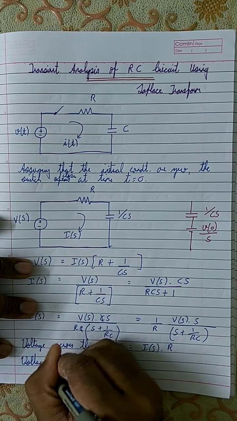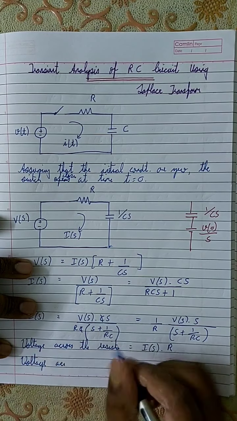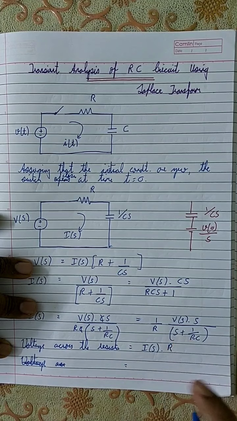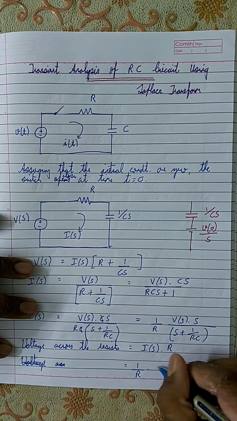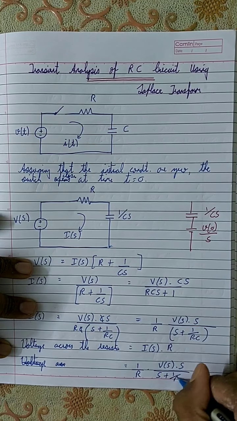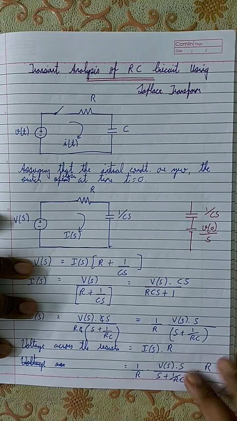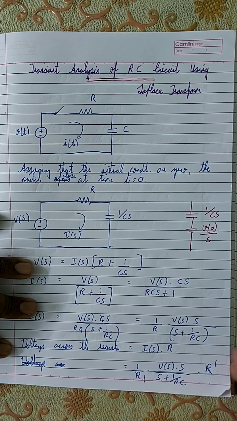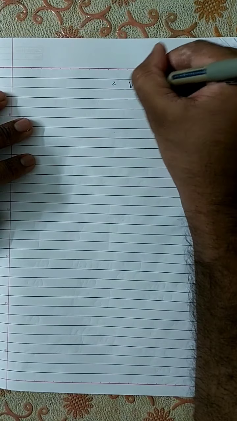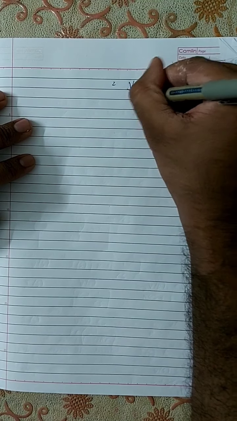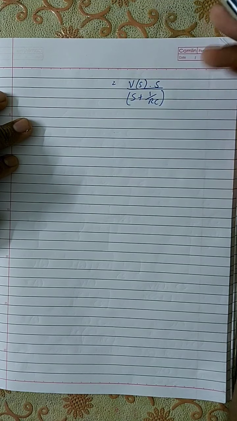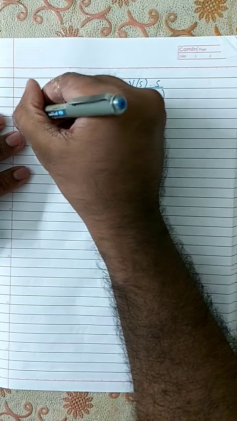Okay, and what is the voltage across a capacitor? Let me just write the full form of this. Voltage across the resistor is I of S into R. But what is I of S? I of S is 1 by R into V of S into S by S plus 1 by RC, into R. So these two R will cancel each other, right? Therefore the voltage across the resistor is now equal to V of S into S by S plus 1 by RC. Now you simply substitute the value of V of S.